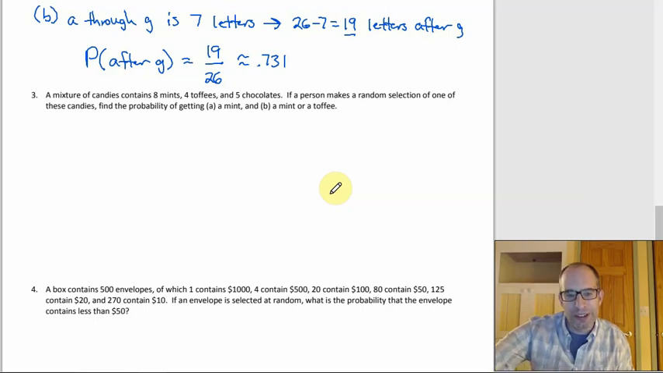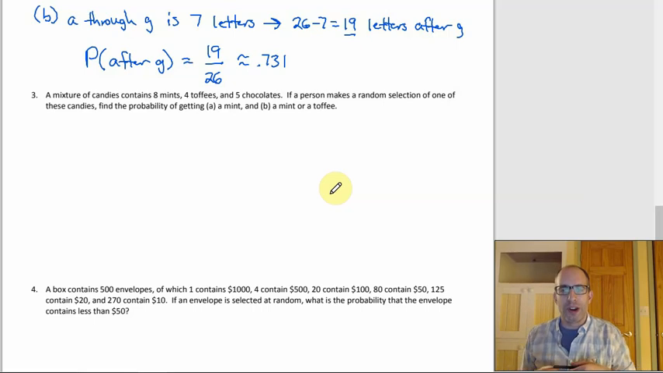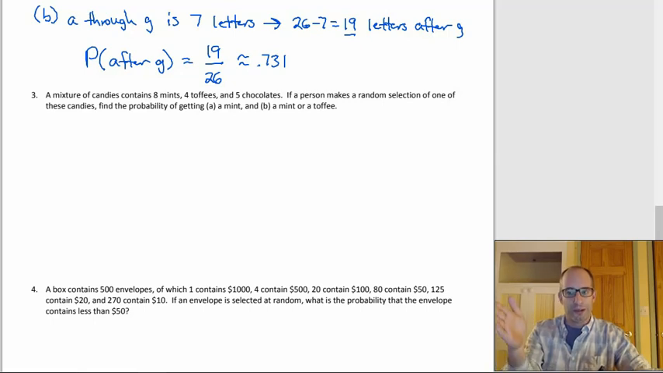So a mixture of candies contains 8 mints, 4 toffees, 5 chocolates. If a person makes a random selection of one of the candies, find the probability of getting a mint, and find the probability of getting a mint or a toffee. Well, the first thing we need is the total number of candies, because that's effectively our sample space, right? You have mint number 1, mint number 2 up to mint number 8, then toffee number 1 up to toffee number 4, and then chocolate number 1 up to chocolate number 5.